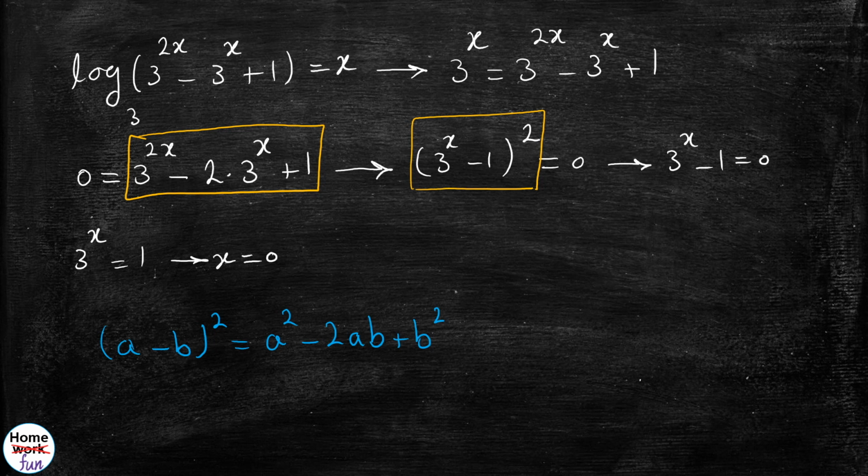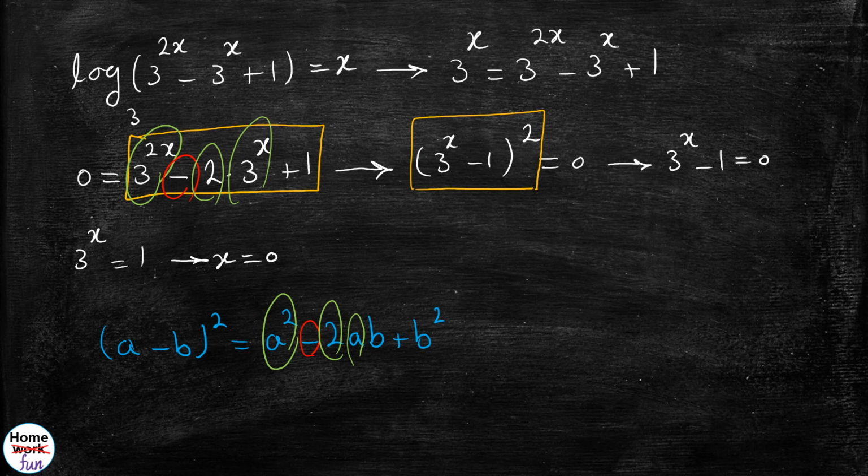So here I recognized I have a squared. One of my terms was squared: 3 to the power of 2x means 3 to the power of x, squared. So I have a squared. Then I notice I have minus 2 times that term that was squared. So I have the 2, and the term that was squared is also right here, 2 times a.